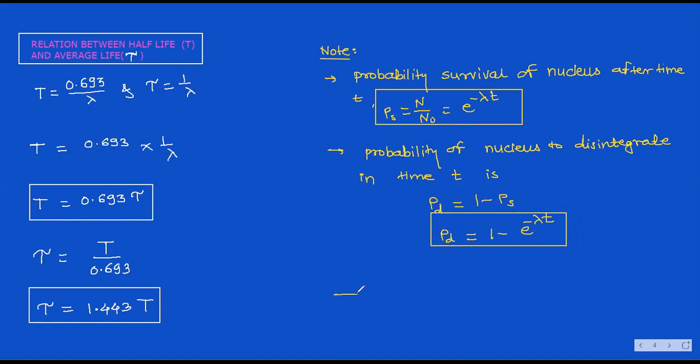Right? And one more, lambda of a into N of a is equal to lambda of b into N of b. So if they are giving number of nuclei and disintegration constant, then you can use this formula. Clear? Understood? So note down this carefully.